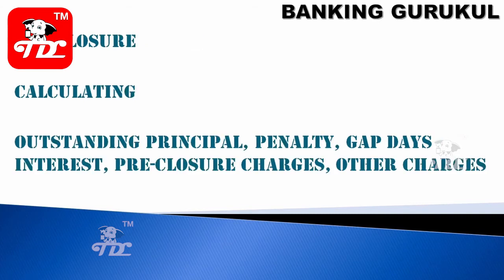Second one will be pre-closure. Customer comes to the branch and he says, I want to pre-close my loan before the due date. Then we have to calculate what is the outstanding balance. Is there any penalty? What is the gap days interest, pre-closure charges, other charges? We have to calculate, and the same information we have to give to the customer.